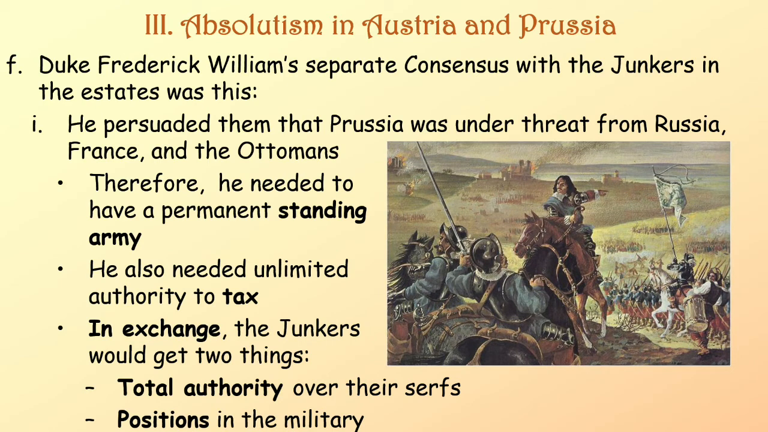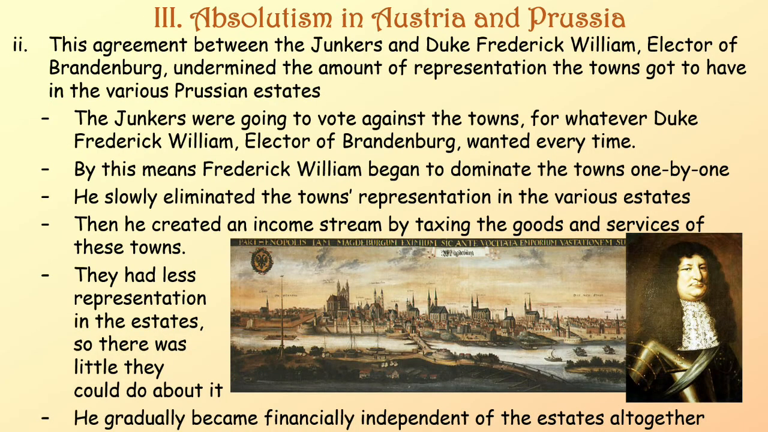Duke Frederick William's separate consensus with the Junkers in the estates was this: he persuaded them that Prussia was under the threat of Russia, France, and the Ottomans, and therefore he needed to have a permanent standing army. He also needed unlimited authority to tax, and in exchange, the Junkers would get two things: total authority over their serfs and positions in the military. And this agreement undermined the amount of representation that the towns got to have in these various three Prussian estates. The Junkers were going to vote against the towns for whatever Duke Frederick William wanted every time.